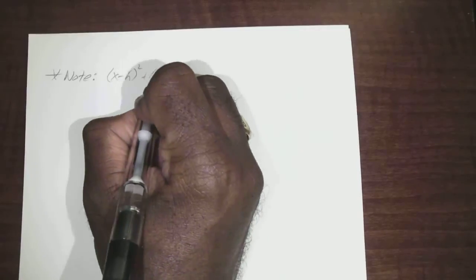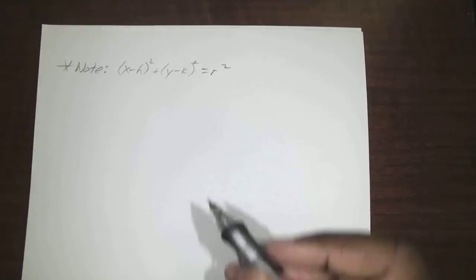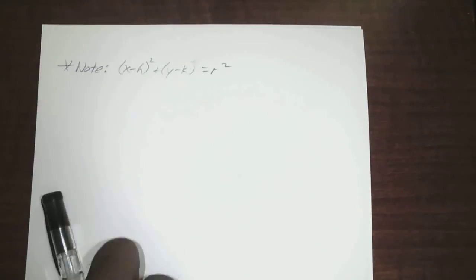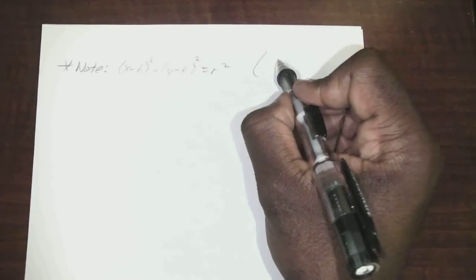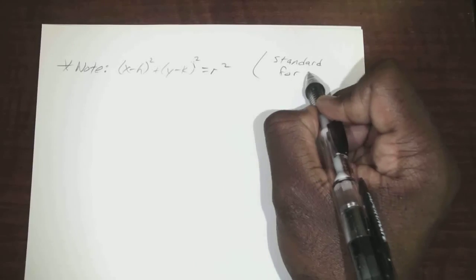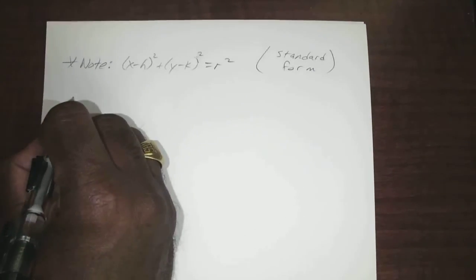Quick note, we know already that x minus h squared plus y minus k squared equals your radius squared. That's your standard form. Clean that up a little. Okay, that's your standard form of a circle, at least the equation of a circle.